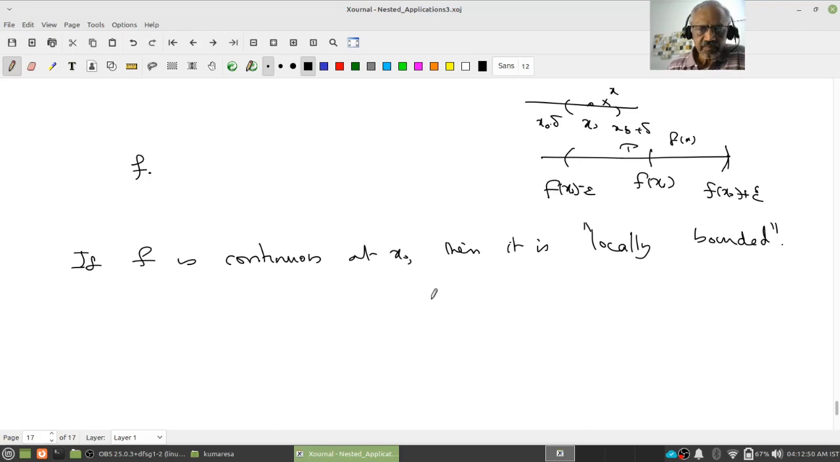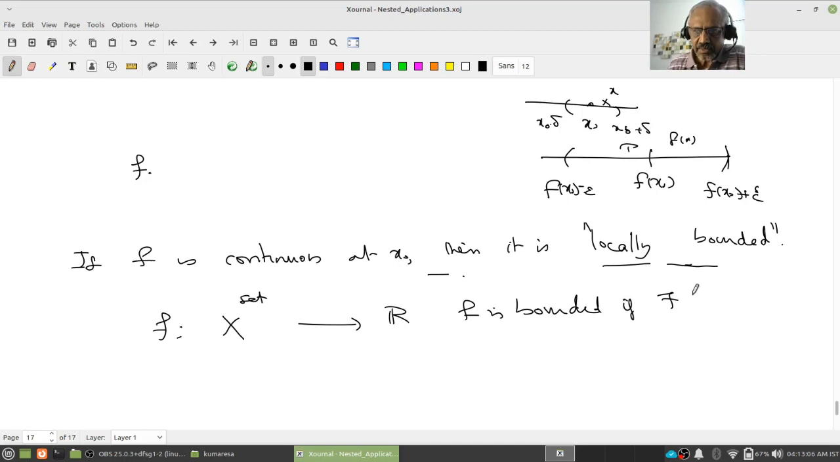But even before local boundedness, let me try to explain what is meant by bounded. Suppose I have a function f from a set X to R. I say f is bounded if there is an M positive so that for all x in X, |f(x)| is less than or equal to M. Then I say f is bounded on X.